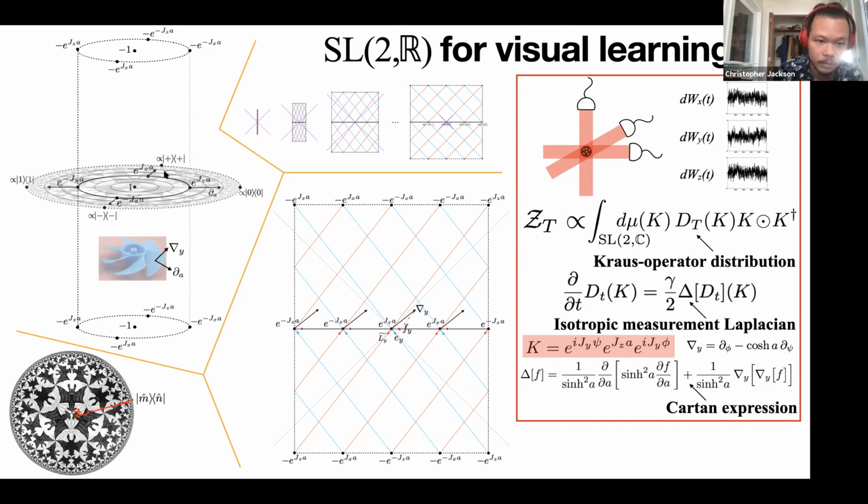If you got a measurement result that landed you here, then the outcome of that measurement would be the spin coherent state in this direction, the plus X direction. And if it was anywhere else along this red line, then it would be the same n hat, but a different m hat.